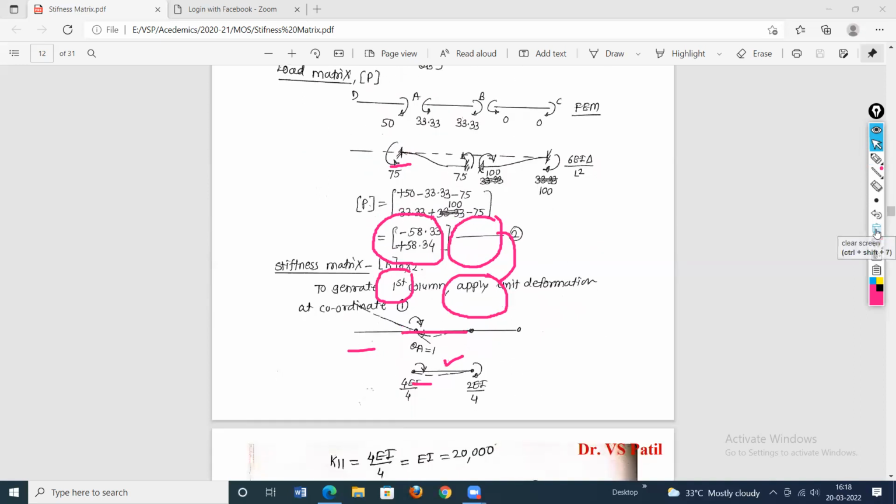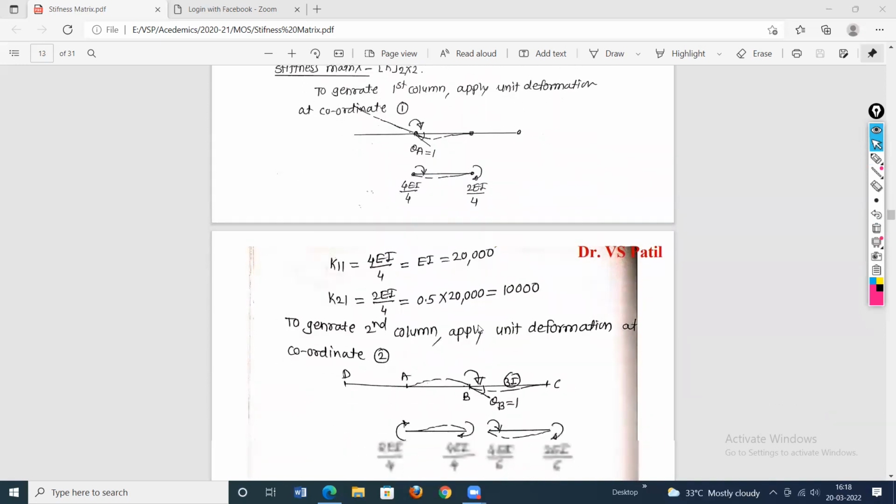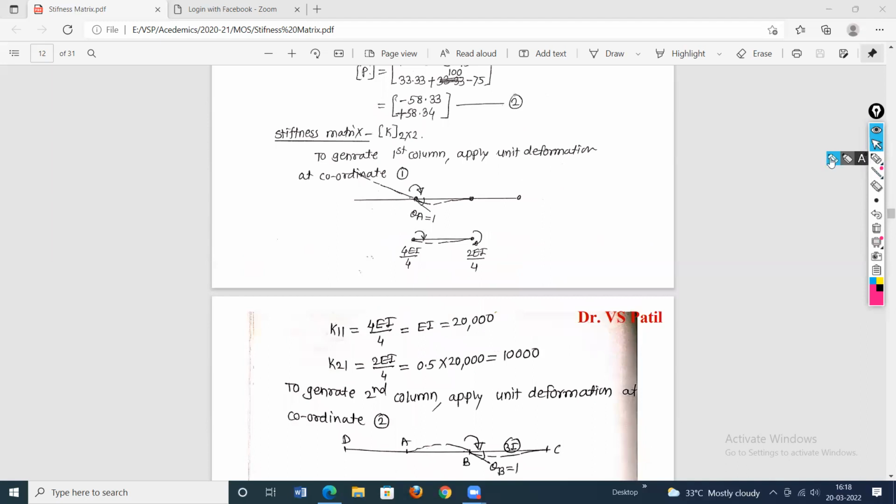Then we'll generate the third matrix, which is called the stiffness matrix. To generate the stiffness matrix for this particular structure, there are two coordinates, therefore the size of the matrix will again be 2 by 2. In all, there will be 4 elements in the matrix. Now we'll generate the first column of the stiffness matrix.